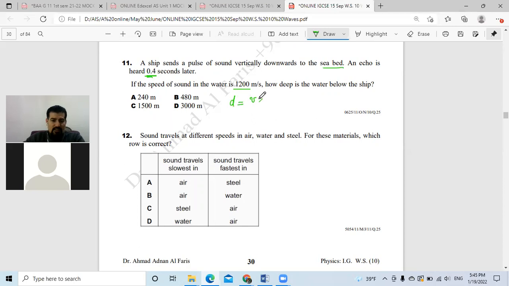We know that distance is speed times time, but because there is an echo, I have to divide by 2. So 1,200 multiplied by 0.4 divided by 2. Using the calculator, how much is the answer? Divided by 2, it will be 240 meters. So the answer is A. Good.